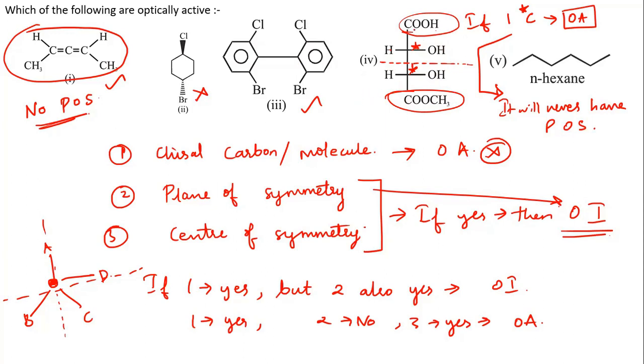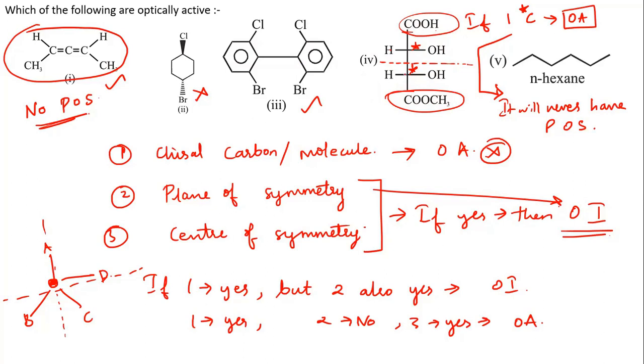Very nice. Why not? When we cut it in the vertical plane, again, we don't have a plane of symmetry because we are cutting COOCH3 into half, and here we are cutting COOH into half. So again, we don't have any plane of symmetry. In both the planes, we don't have plane of symmetry.